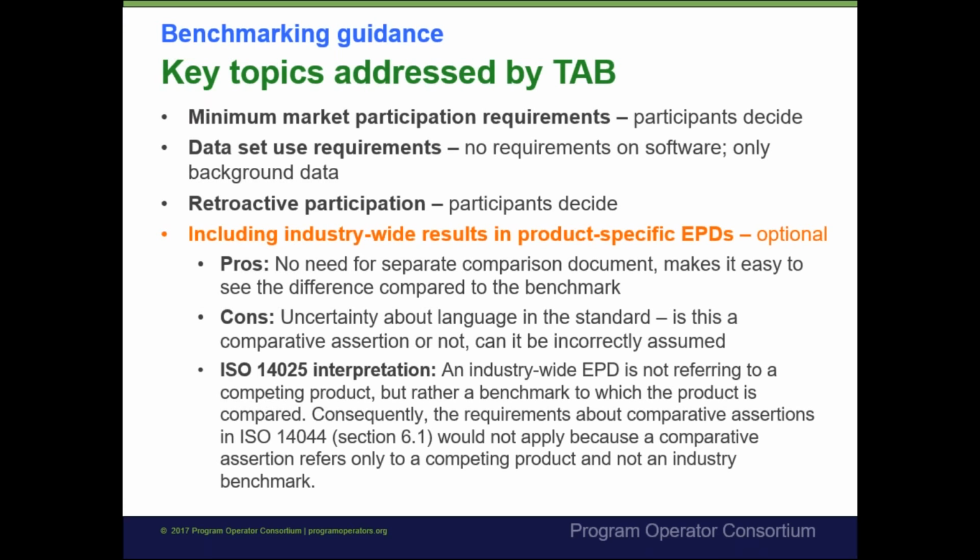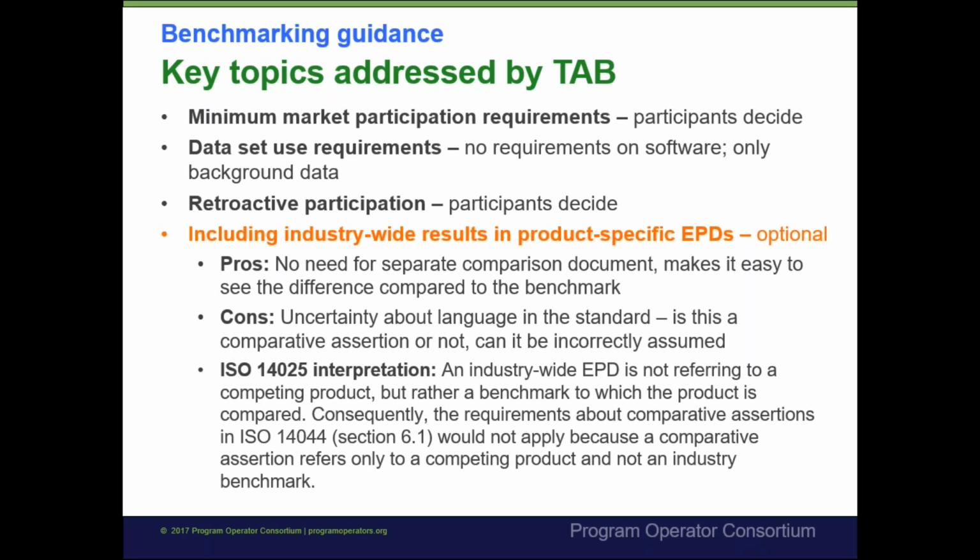So these were the topics we spent the most time discussing and the decisions we made in those TAB meetings. Starting off with market participation. Since it looks at how many people need to participate in order for you to do benchmarking, it really looks different depending on the industry. So we're going to let the participants decide what's best for their industry. And then, like I talked about earlier, there won't be requirements on software, only if background data sets are required, which participants decide. And then that helps create a level playing field.